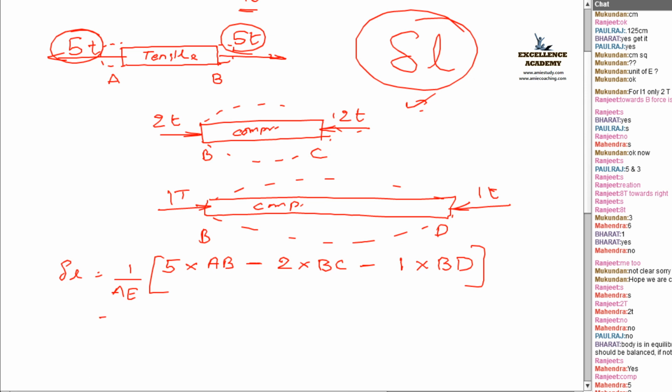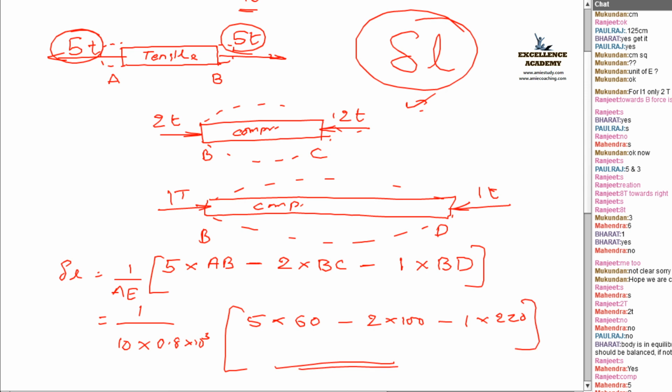Very simple. What is A there? I know the A from the question. Area is 10 centimeter square. So 1 by 10 cm square into elasticity 0.8 into 10 raised to 3, into 5 into AB distance, I know that is 60, minus 2 into BC distance, I know that is 100, minus 1 into BD distance, that is known, that is 220. Very simply, we can find the answer. That will be the deformation.